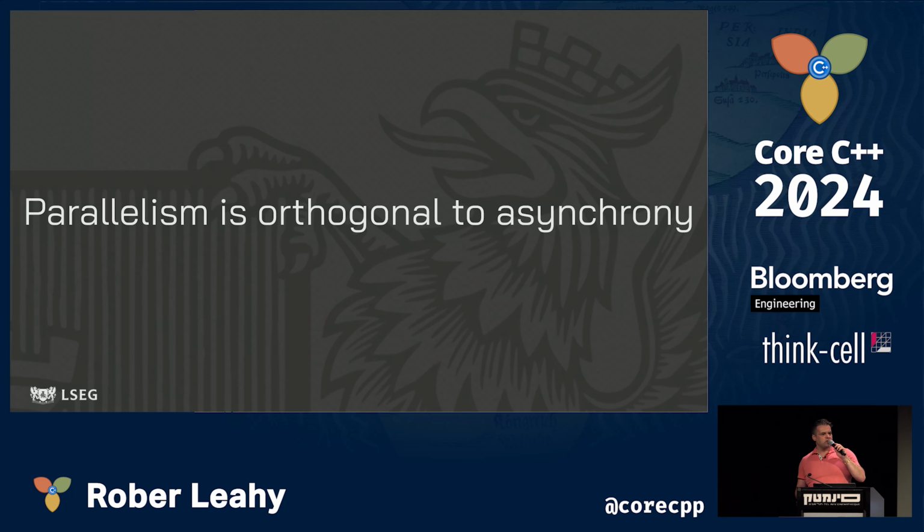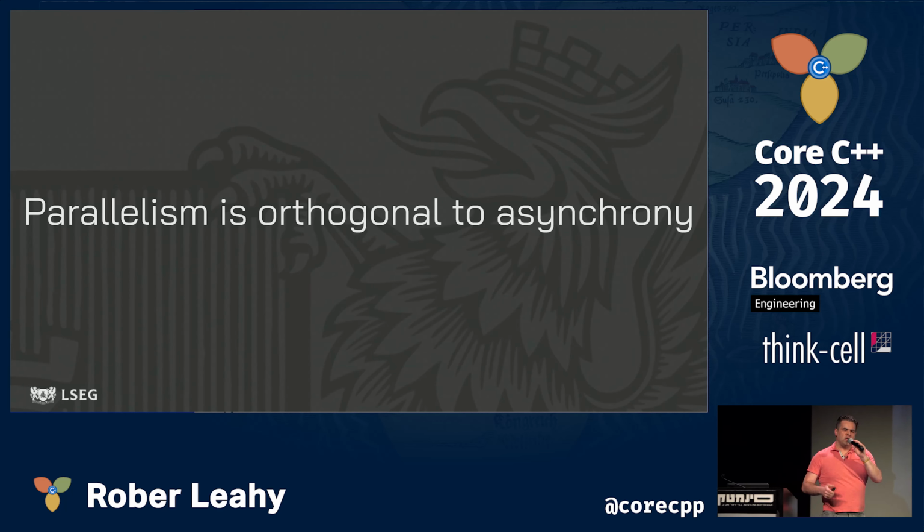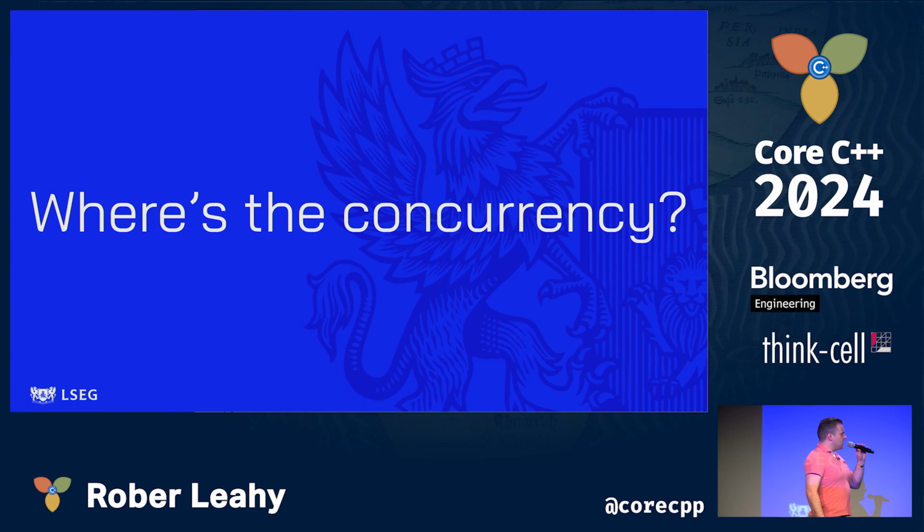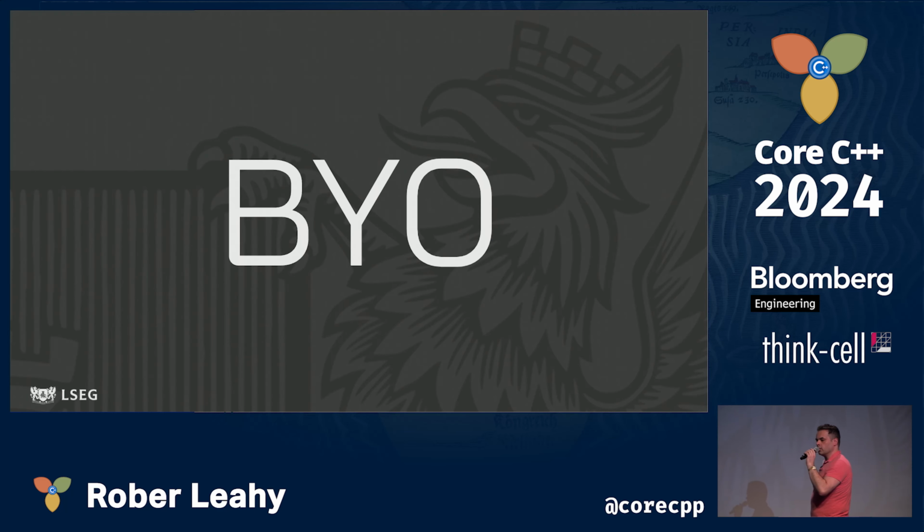If std execution isn't bringing me any parallelism native to its model, but it is bringing me concurrency, where is the concurrency? Because we saw operations that complete synchronously inside of start and give us no concurrency whatsoever, but we didn't see anything that actually causes operations to go off and run in the background. And the answer to this that std execution provides is equally dissatisfying. Because the answer that std execution brings us is, well, you just need to bring your own.